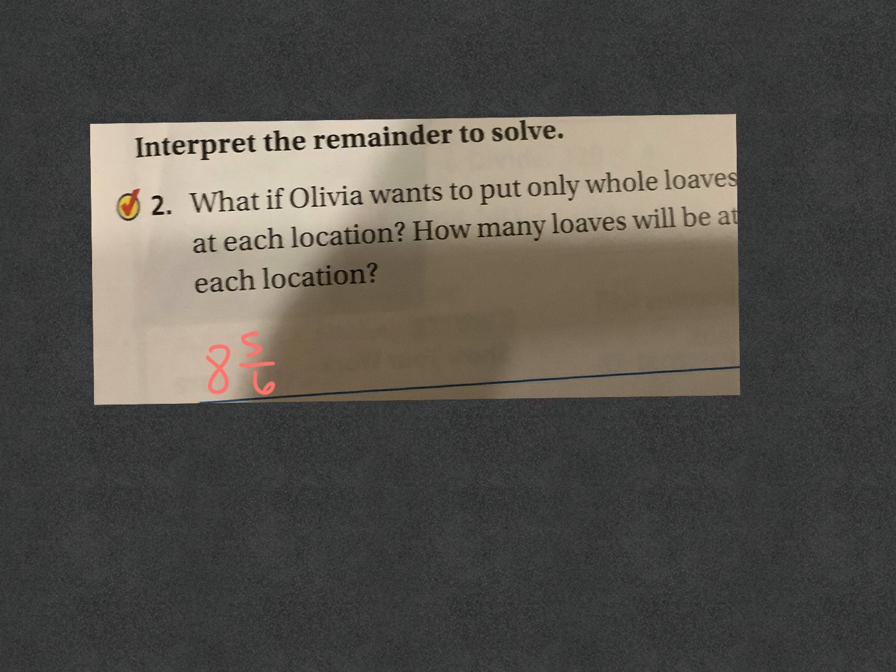Otherwise, she's got 9 loaves at 5 locations and 8 loaves at the 6th location. I'm not sure what they want as the answer there, but there's options. It depends on what Olivia wants to do. If it's real important for her to be fair, then just the 8 loaves go to each location, and I don't know what she does with the other 5 loaves.